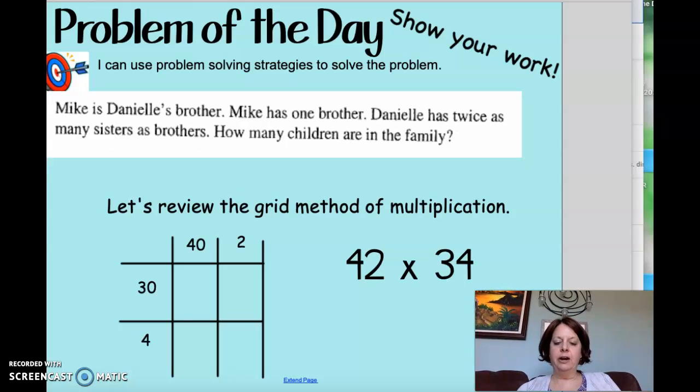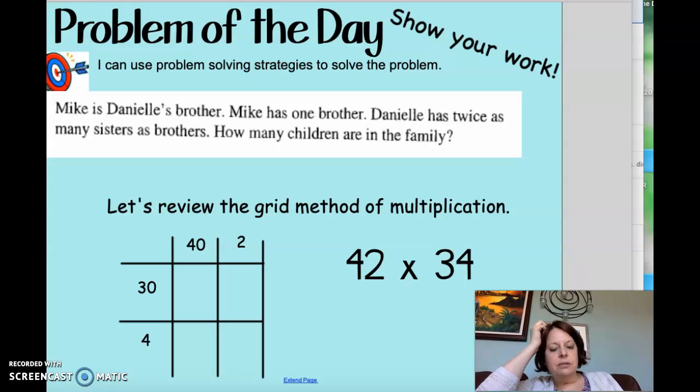Guys, I'm back. I hope you are working hard on these problems for our problem of the day. Okay, so Mike is Danielle's brother. Mike has one brother. Danielle has twice as many sisters as brothers. How many children are in the family? Now here's the deal. You need to make sure that you read these story problems over and over because they like to throw some tricky stuff in there. We've already read it twice at least, and if you need to read it more, then do that. Read it as many times as you need.